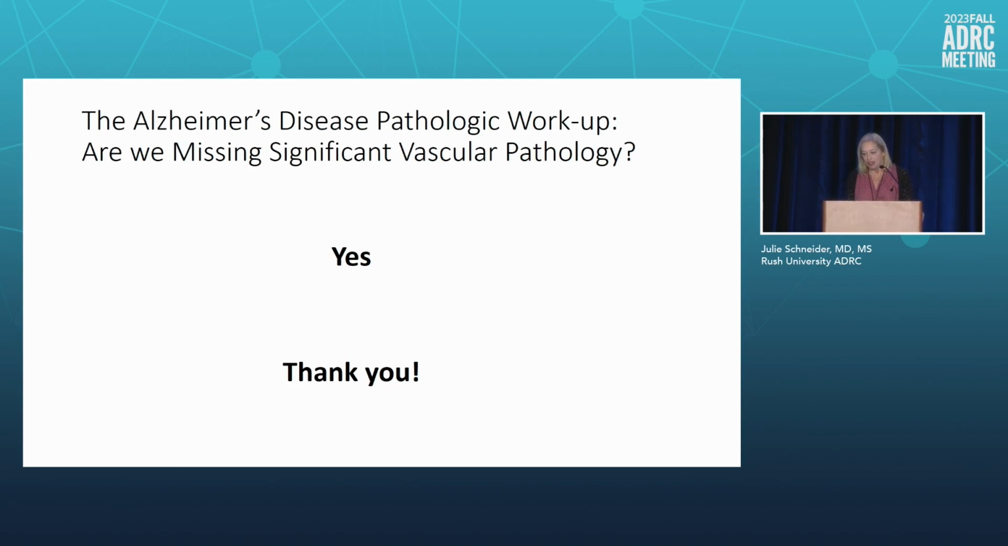The answer is yes. I think we can already do a better job if we at least take the watershed regions to look for the microinfarcts, and maybe just think about those people who are investigating vascular disease, what we should really be doing when we look at the perivascular spaces also.